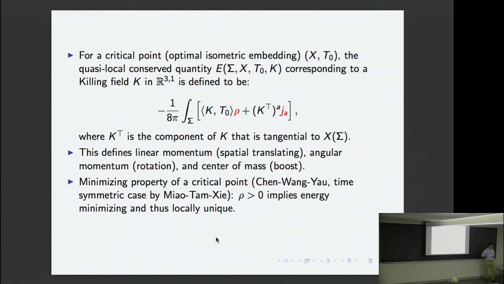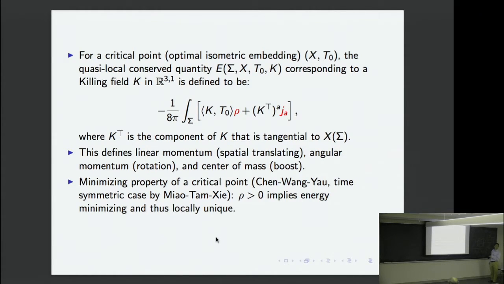Okay, and then we can go ahead to define quasi-local conserved quantities. You recall that before, our problem is that we don't have any density to integrate, and we don't have any Killing vector field. But now you see that I have a physical surface here. Suppose I have a surface that is an optimal isometric embedding, and I have a surface in the Minkowski space. Then I can use this reference surface to transplant any Killing vector field in the Minkowski space.